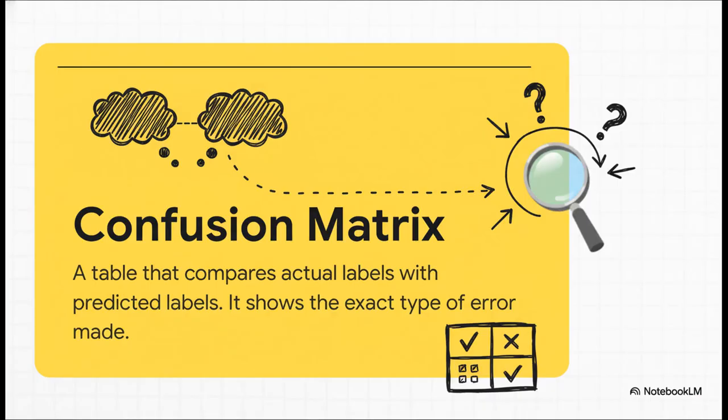So what is this thing? At its core, a confusion matrix is just a simple table. That's it. It puts the model's predictions on one side and compares them to what actually happened in the real world. So we're not just counting up the mistakes anymore. We're sorting them into different buckets to see exactly what kind of mistakes they were. And that is where things get interesting.